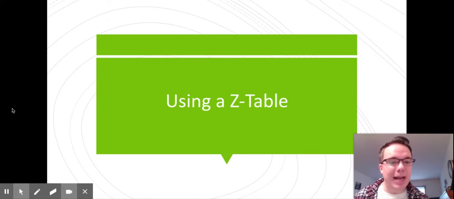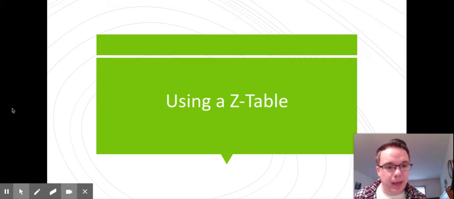Yesterday we talked about how to find a z-score given a value, its mean, and its standard deviation. Today we're going to talk about how to use a z-table, and then tomorrow you should be putting that all together. So today we're going to talk about using a z-table.